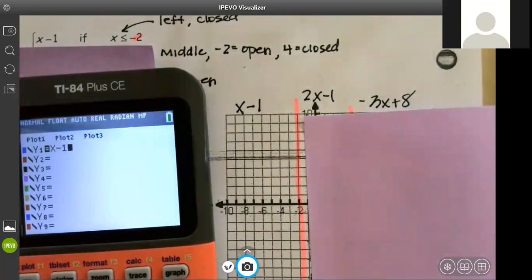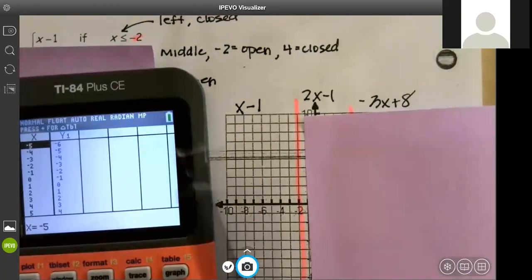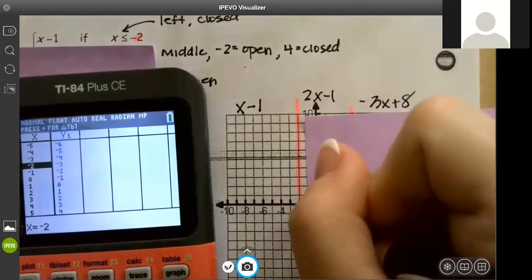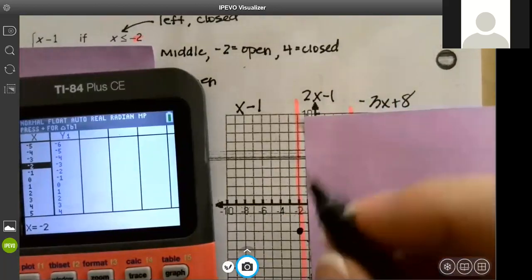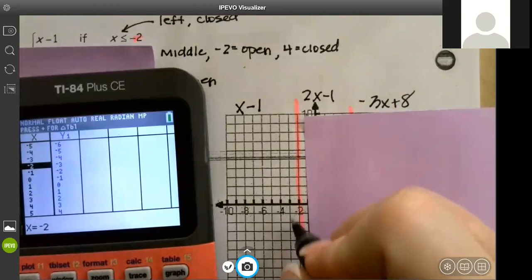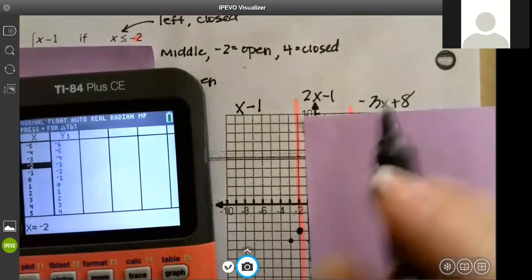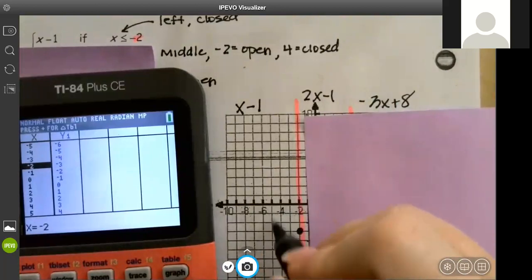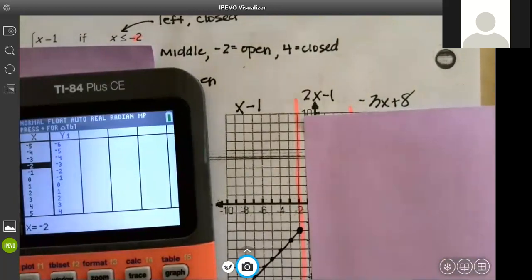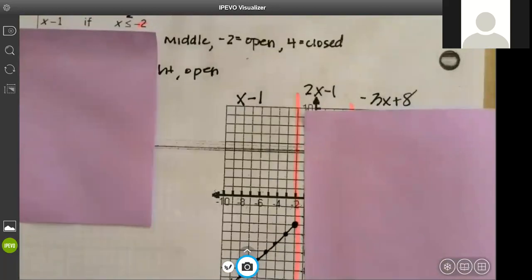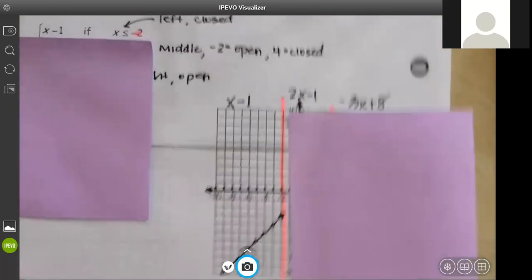So x minus 1. On the boundary of -2, it is closed. So at -2, the value is -3, and it is closed. And we go everything smaller. -3, -4, -5, -6. If you can see the pattern, it looks like this. Okay. Sorry, you can't see it. Let me make it a little bit bigger for you.